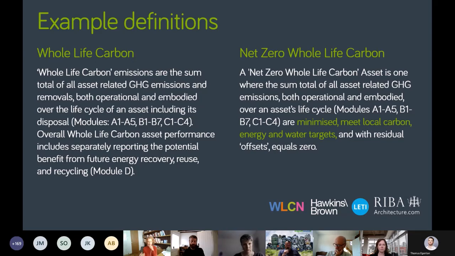But what was critical for the definition was that it needed to include the aspiration that we must minimize our emissions before we're relying on offsets. So next one.